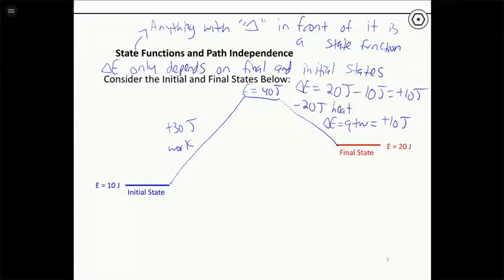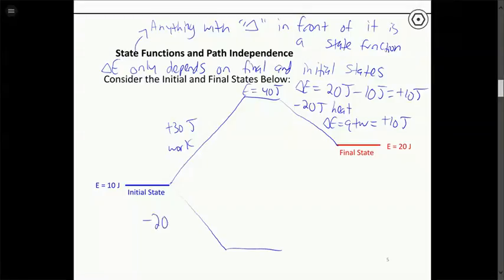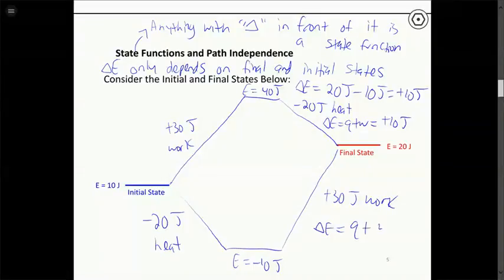But we could also do the opposite. We could say, let's lose 20 joules of heat first. That takes us to an energy of minus 10 joules. But then if we do plus 30 joules of work on the system after that, delta E is still Q plus W, which is plus 10 joules.